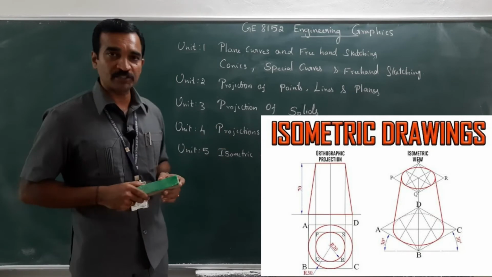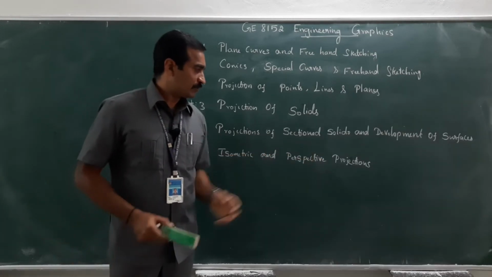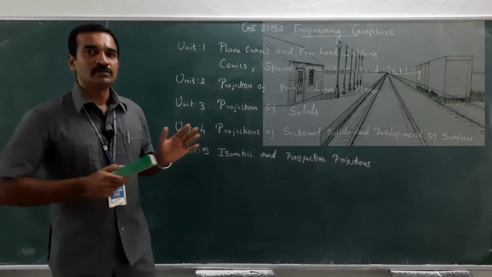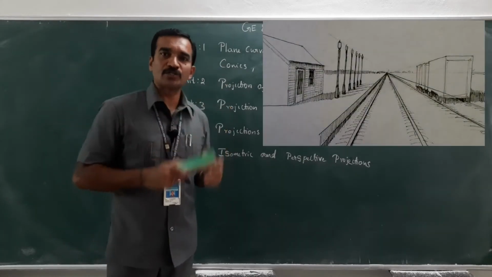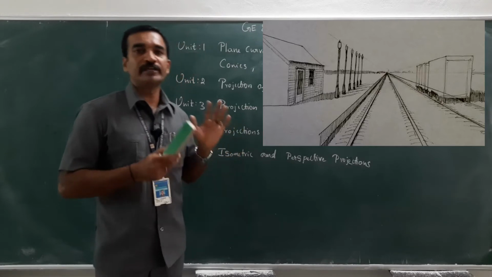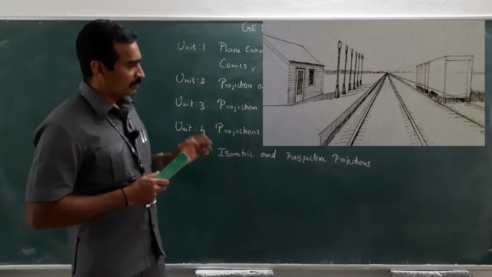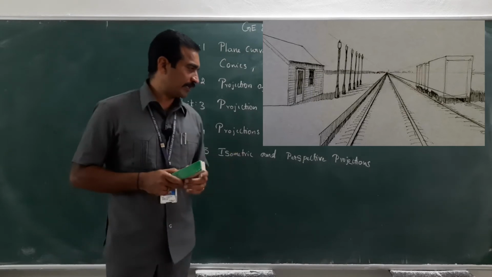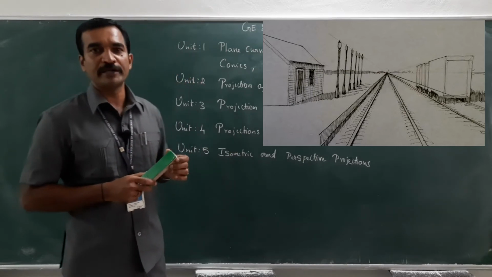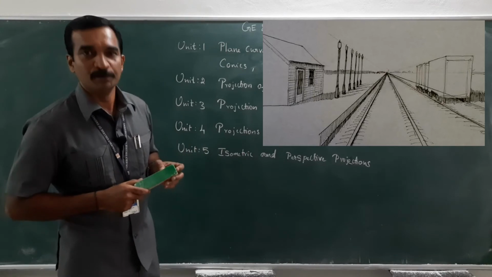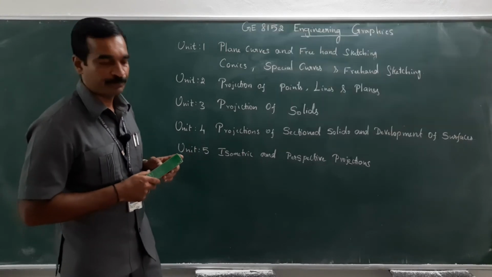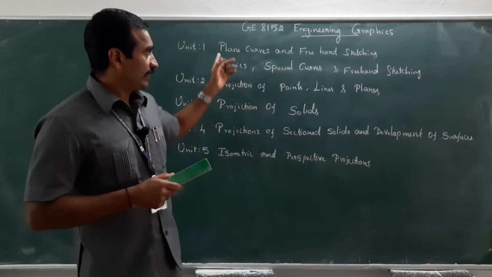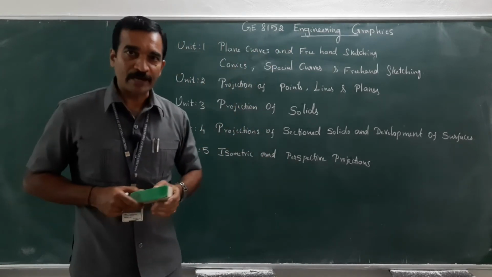That is isometric projection. When it comes to perspective, it shows the object as it appears to an observer instead of the true shape. So basically, in a nutshell, a picture captured by using a camera is a perspective projection. So I covered the syllabus of engineering graphics.